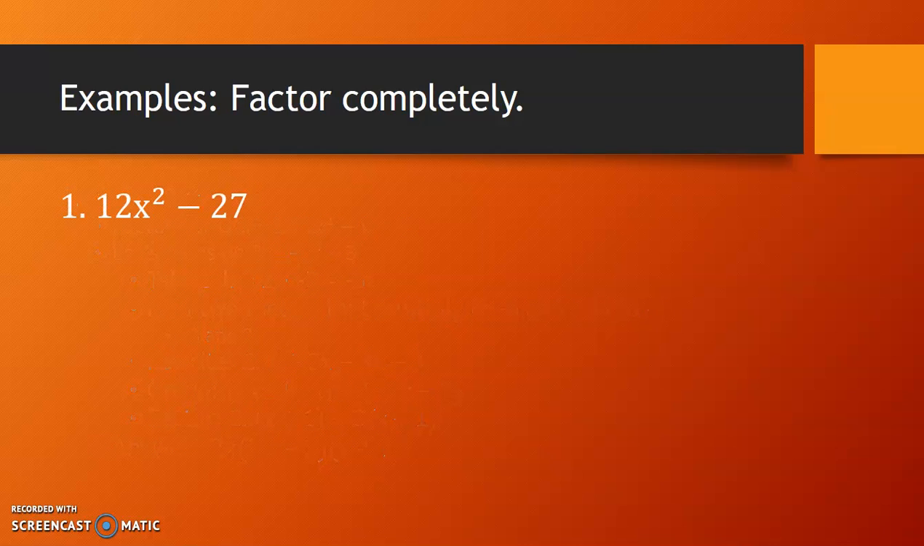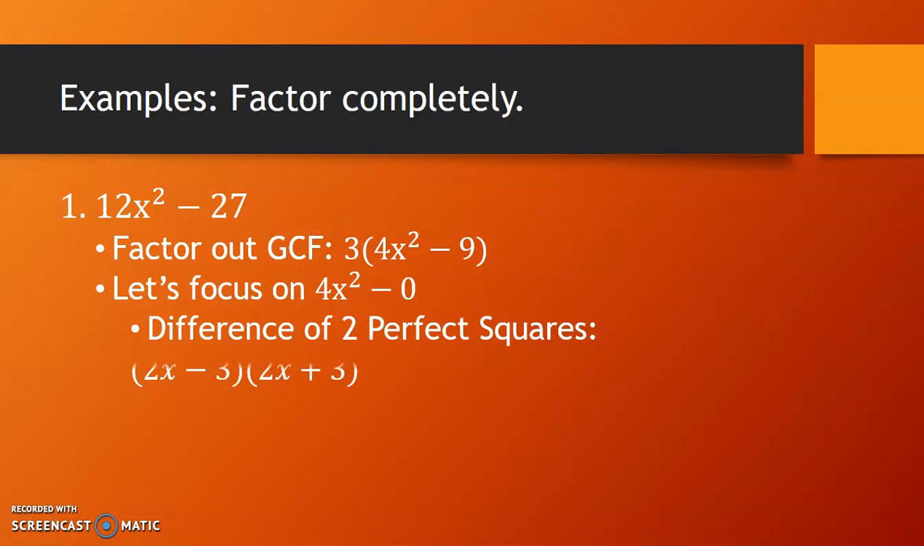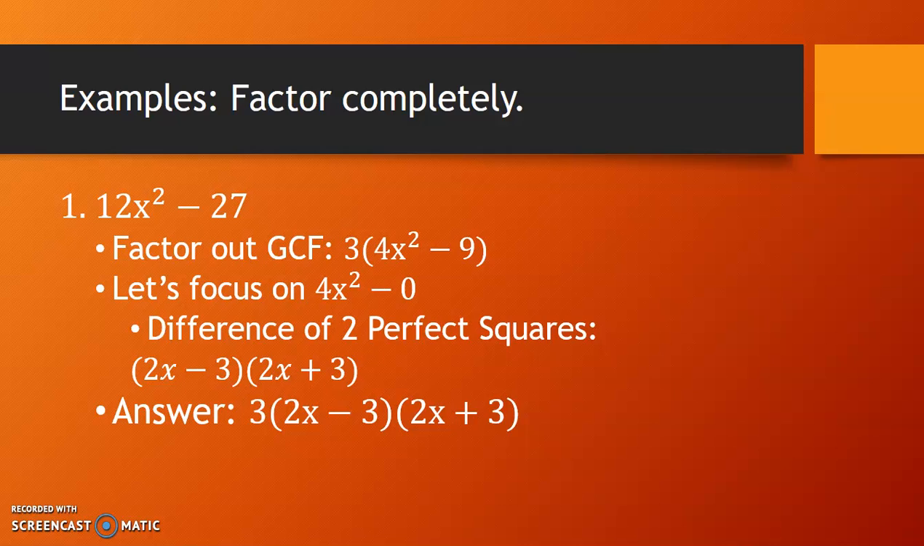Another one here, factor out a 3, so you get 4x squared minus 9. Now this is a special product, again a typo, sorry about that. So you have the difference of two perfect squares, so this would be 2x minus 3, 2x plus 3. Your answer again, you have to have that 3 in the front because that's what you pulled out first as your GCF.